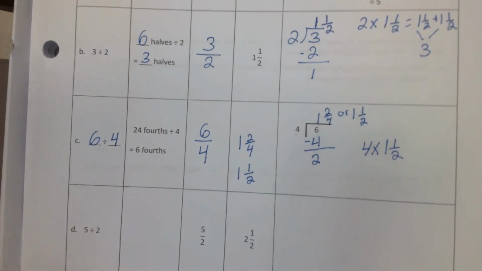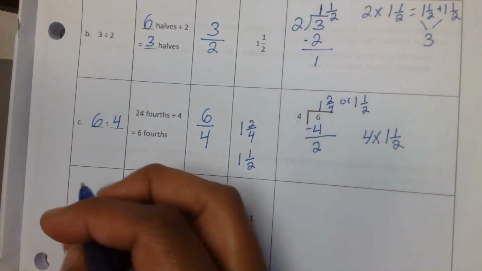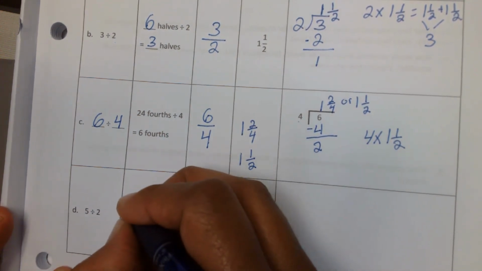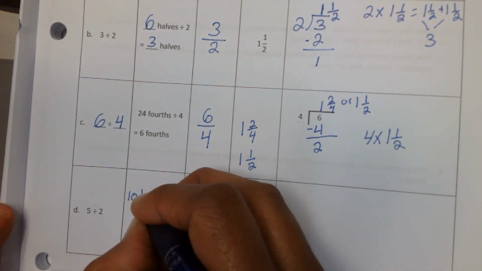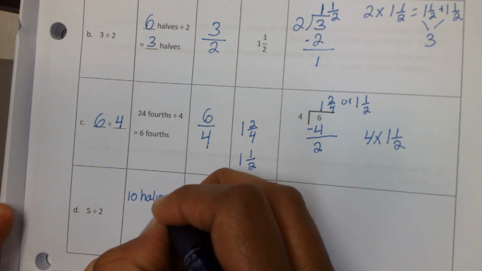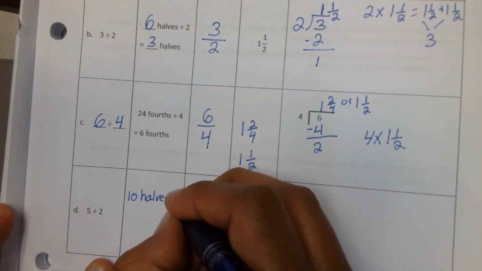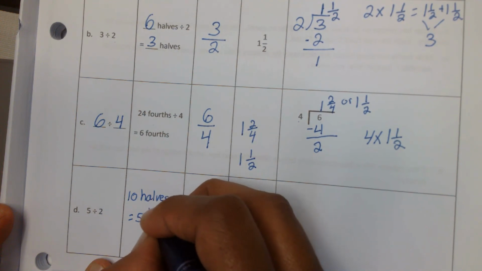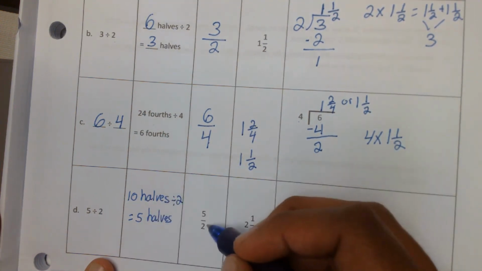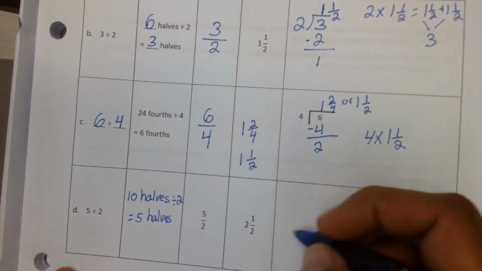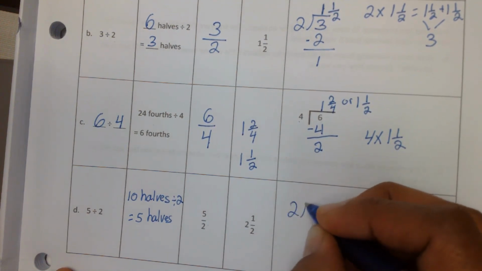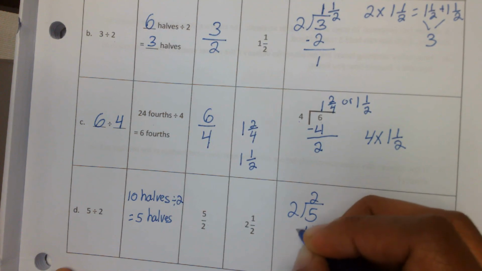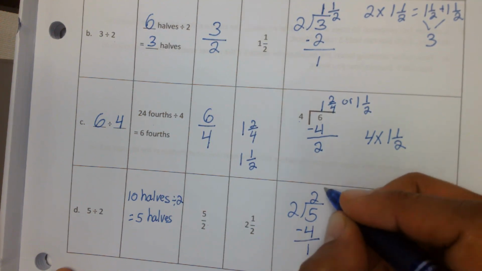Okay, I'll do one more for you. So 5 divided by 2 is going to be 10 halves, divided by 2 equals 5 halves. So we have 5 halves, which would be 2 and 1/2. So we're going to be 2 into 5. It can go 2 times, and I'm left with 1 and 1/2.